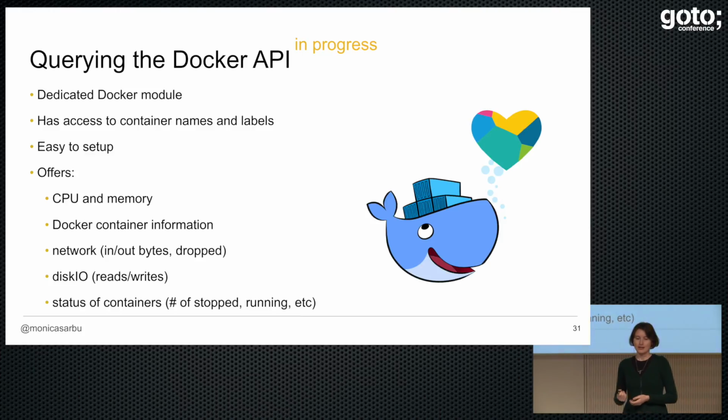There are 2 options. One of them is to get the container metrics by querying the Docker API. This solution is not yet released, but it's available in the Docker module of Metricbeat, so you are free to use it. By querying the Docker API, you can get information about the CPU, the memory, the Docker container information, and an overview of your containers, like how many containers are stopped and how many are running. You can get network information like inbound and outbound bytes, dropped packets, disk I/O, things like this. This solution is easy to set up. You don't have to do basically anything. It comes out of the box. And you also have access to the container names and labels.